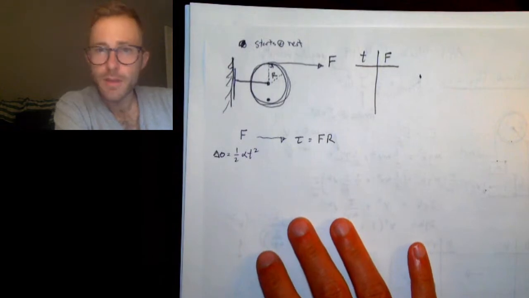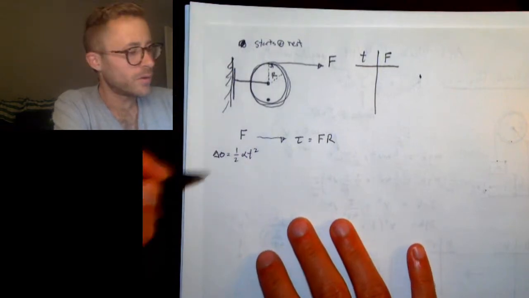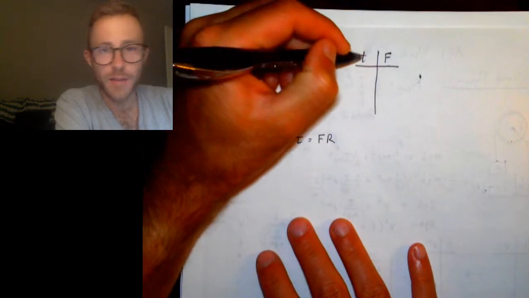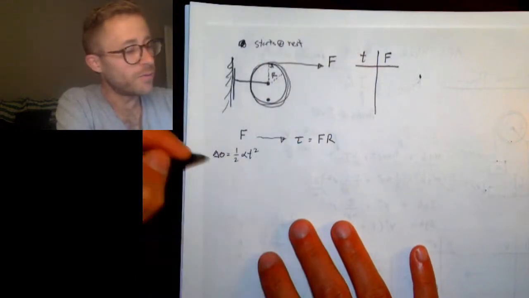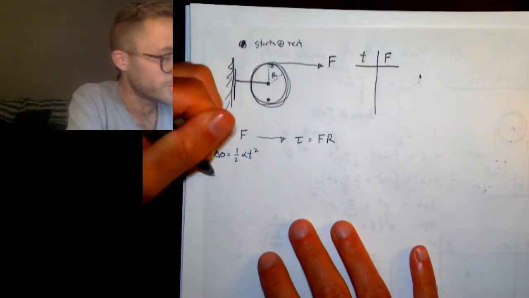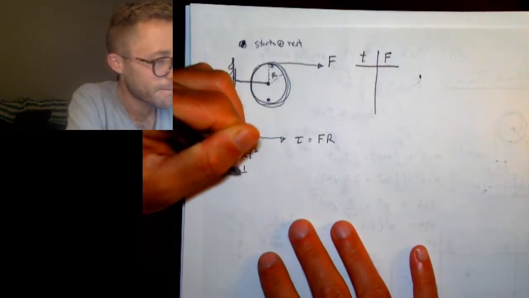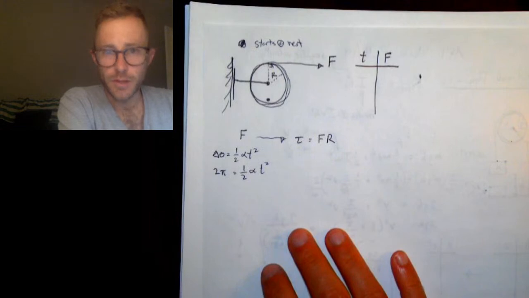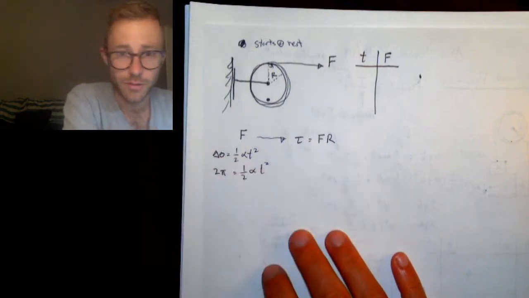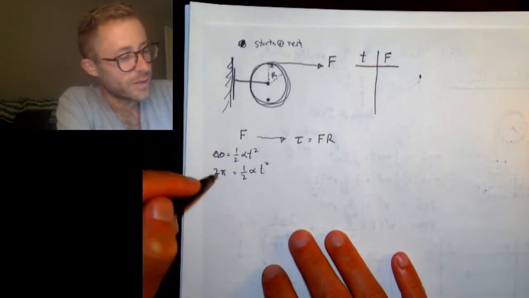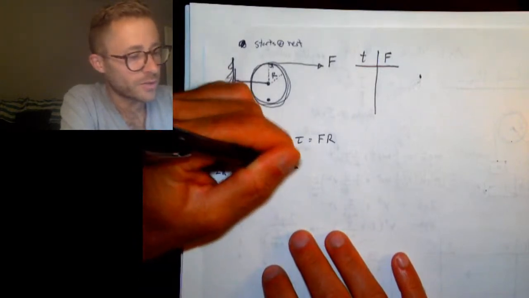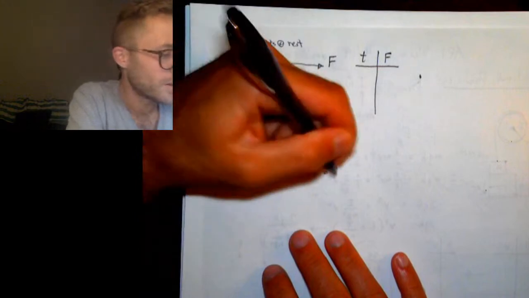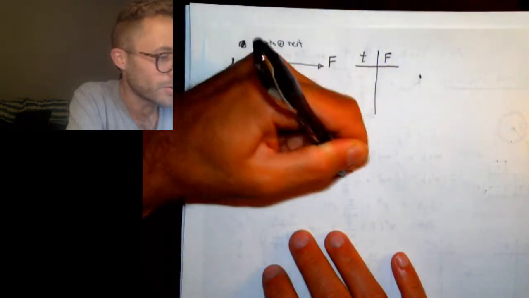All right? So now if we measured the time to complete a full rotation, that means that delta theta is 2 pi. All right? Because angular displacement is measured in radians. So I can take this and I can solve for the angular acceleration. So the angular acceleration, I multiply by 2, I divide by t squared, and I get 4 pi over t squared.